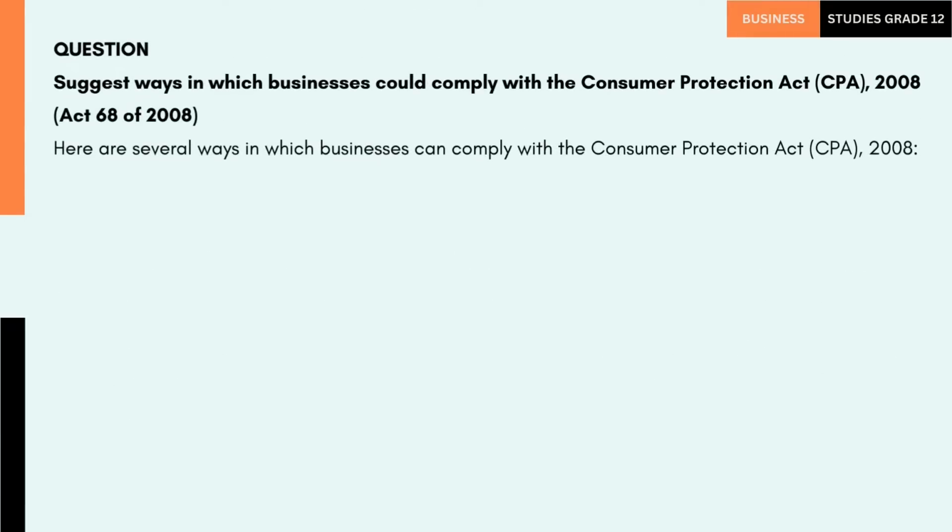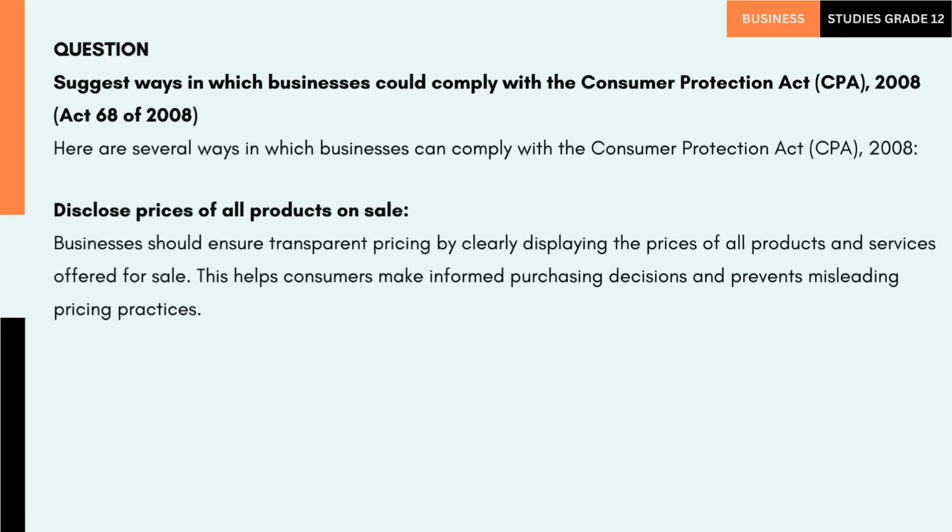Question. Suggest ways in which businesses could comply with the Consumer Protection Act (CPA) 2008, Act 68 of 2008. Here are several ways in which businesses can comply with the Consumer Protection Act (CPA) 2008. 1. Disclose prices of all products on sale. Businesses should ensure transparent pricing by clearly displaying the prices of all products and services offered for sale. This helps consumers make informed purchasing decisions and prevents misleading pricing practices.